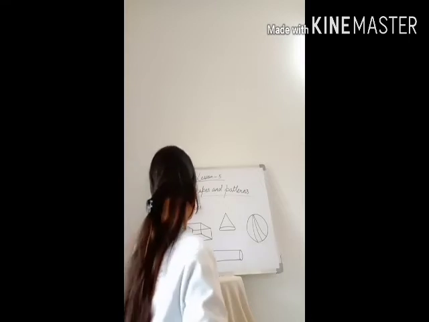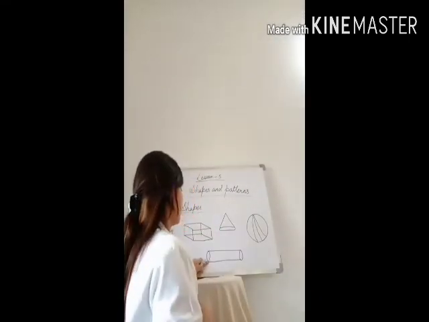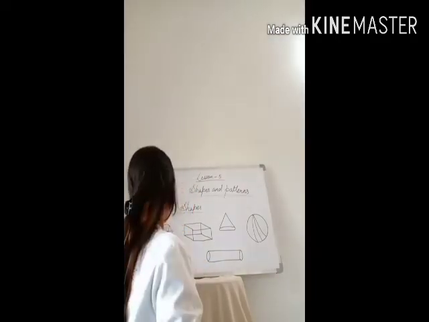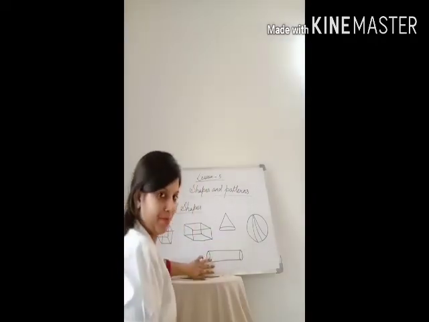Okay. So what is the shape of glass? The shape of glass is a cylinder. Okay. So all these are examples of solid shapes.